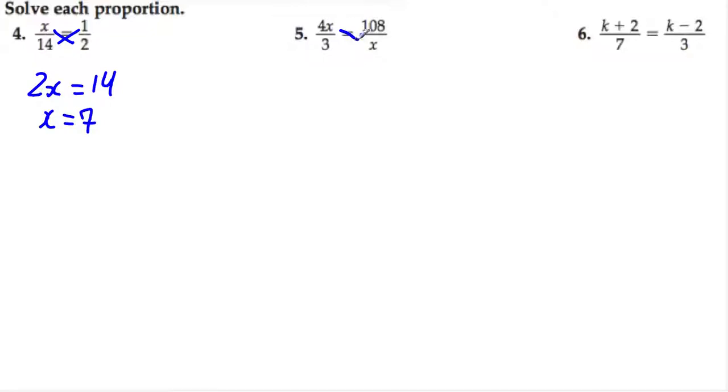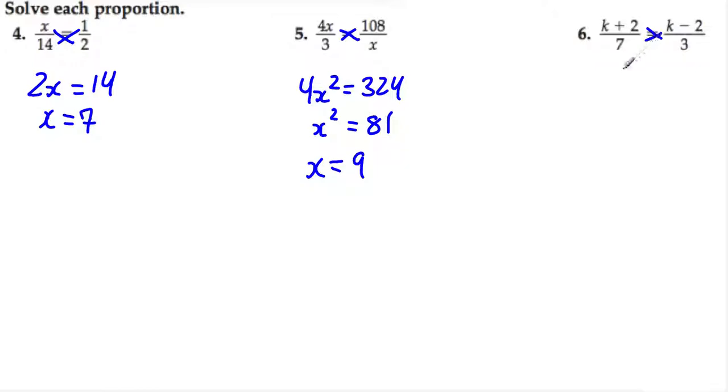On the other side, if I cross multiply, I get 4x times x, which is x squared, and then 3 times 108, which should be 324, I think. Yep, 324. If I divide both sides by 4, I get that x squared is equal to 81. And then if x squared equals 81, if I take the square root of both sides, x must be the square root of 81, or 9.